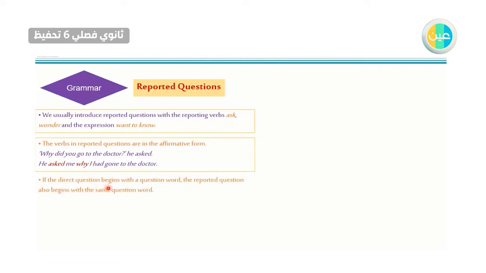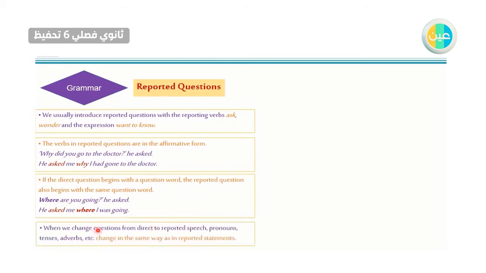If the direct question begins with a question word, the reported question also begins with the same question word. So when we start with why, put why; where, put where, okay? "Where are you going?" He asked. He asked me where I was going. Present simple, past simple. When we change questions from direct to reported speech, pronouns, tenses, adverbs, etc. change in the same way as in reported statements.